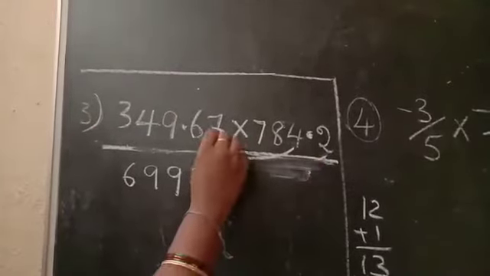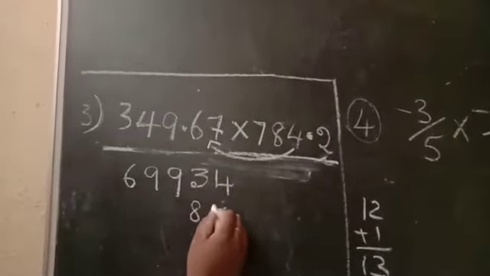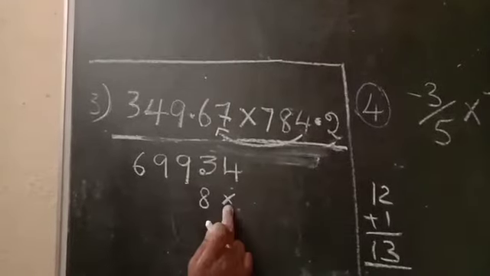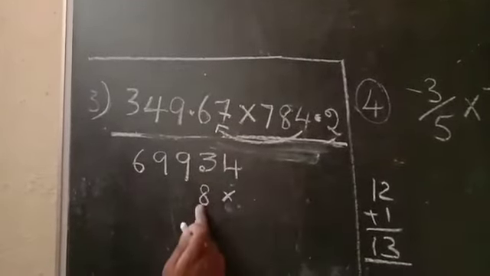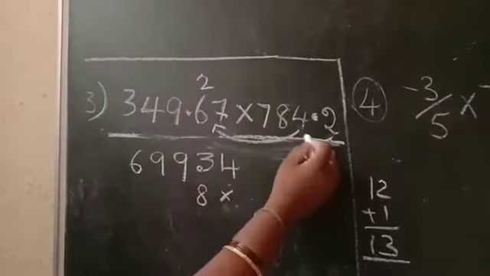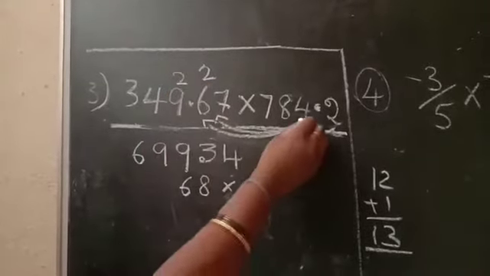4 7s are 28. 8 should be written here. We should not write in this place because 4 is there in 10th place. So 4 7s are 28. 8 should be written. 2 should be carried out here. Next 4 6s are 24. 24 plus 2 is 26. 2 should be carried out here.